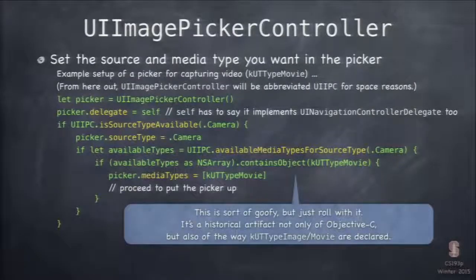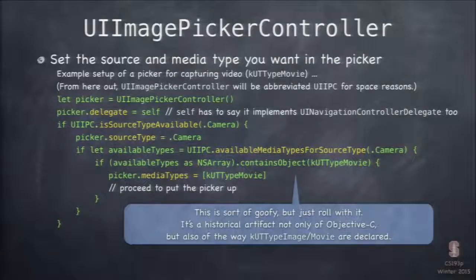So here's the code typically to prepare to present the picker. You're going to create the picker, you're going to set its delegate, you're going to ask if the camera is available. If it is, you're going to set the source type to be the camera. Then you're going to ask and see if, for example, in this case, I want to take a movie with my camera, so I'm going to ask, is that kUTTypeMovie available?